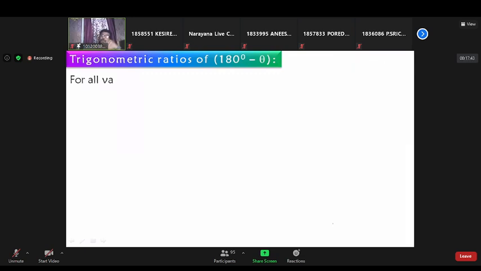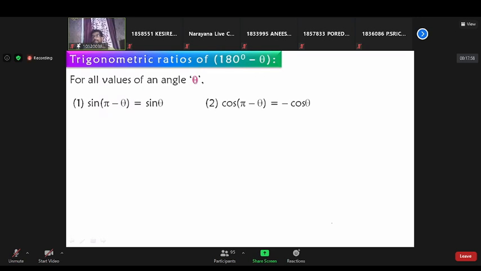So for all values of an angle theta, first one, sine pi minus theta, that is sine 180 degrees minus theta, is equal to sine theta. Cos pi minus theta is minus cos theta. See, there is no change in the trigonometric ratio when we are writing 180 minus theta form or 180 plus theta form, but there is a change in the sign, plus or minus.